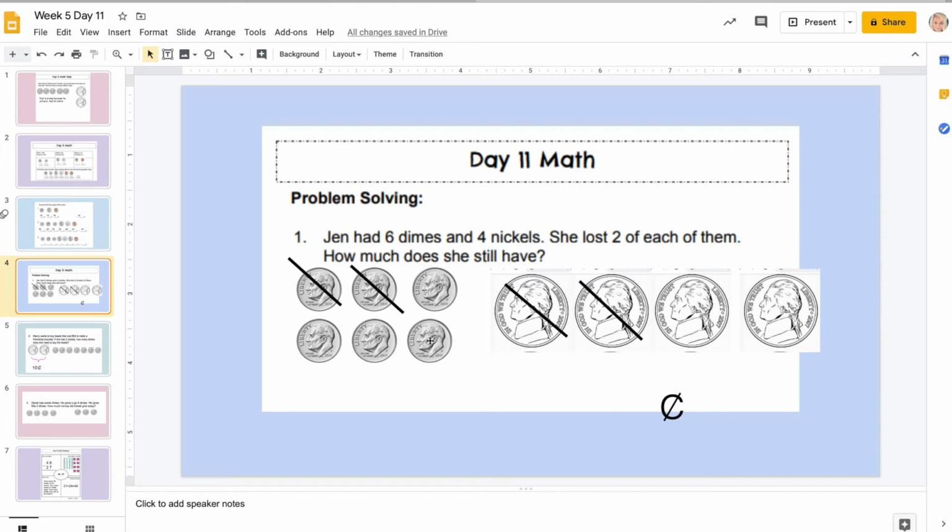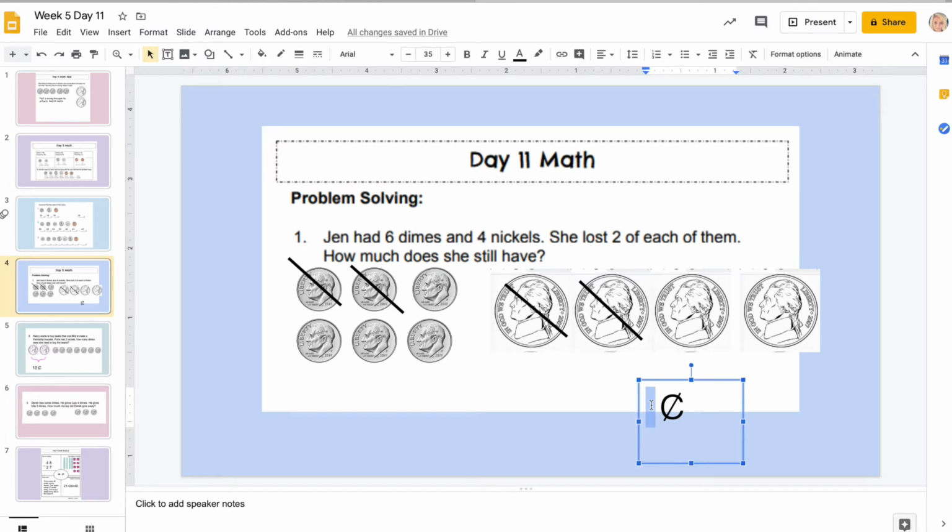Well, in order to find this answer, we need to count what is left. So we're not going to count the ones that we crossed out because those represent the coins she lost. So again, our dimes are worth 10 and our nickels are worth 5. So we are just going to skip count, starting with the coin that has the greatest value, which is going to be the dimes. And we have 4 dimes, so we're going to skip count by 10 4 times. 10, 20, 30, 40. Now we're going to skip count by 5. We left off with 40, 45, 50. So we know Jen still has 50 cents left because she did lose those 4 coins.